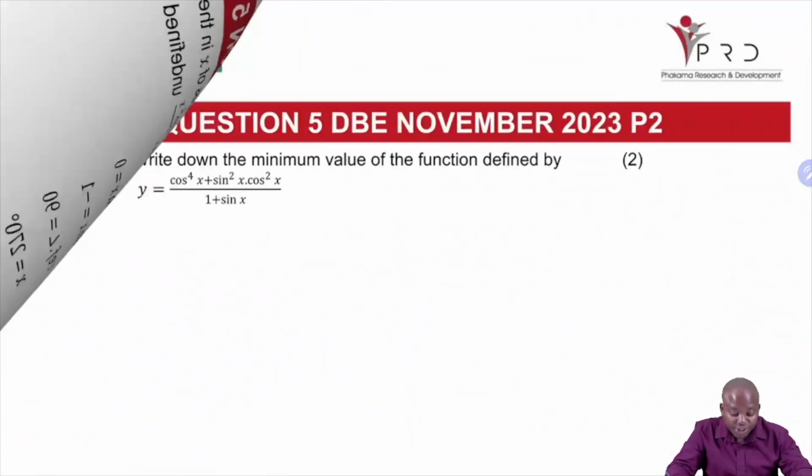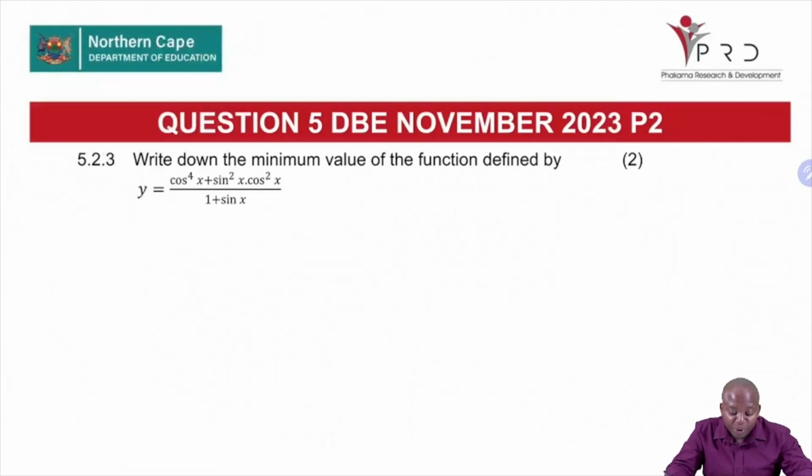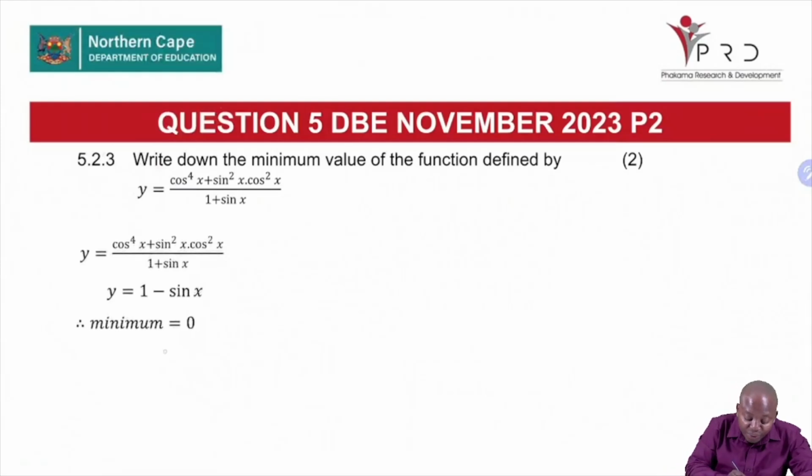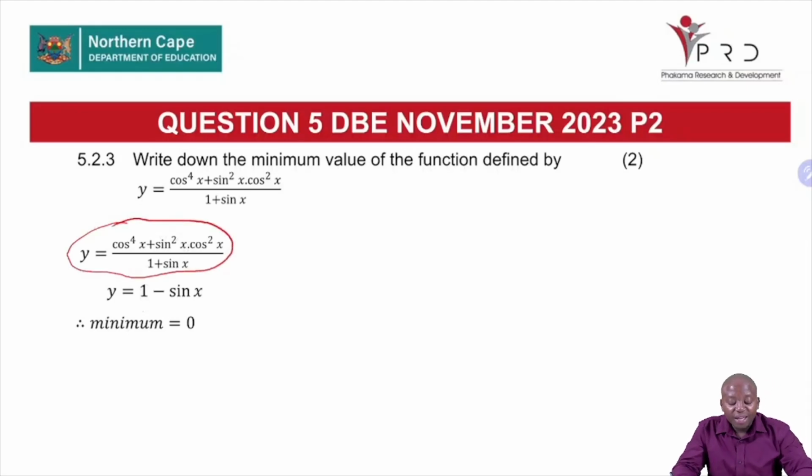That's all about that question. Now 5.2.3 says, now write down the minimum value defined by this function. So for the minimum value, we are working with the function y is equal to, remember, we are told that this is equal to 1 minus sin x.